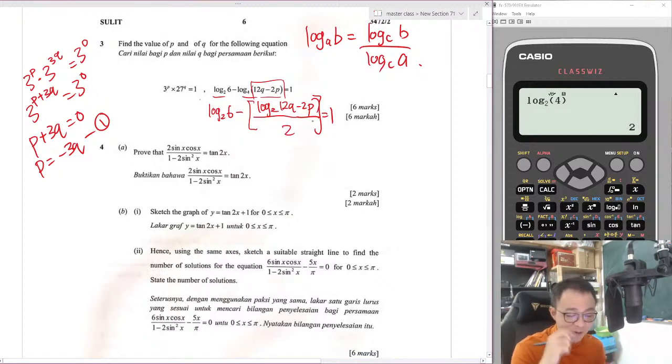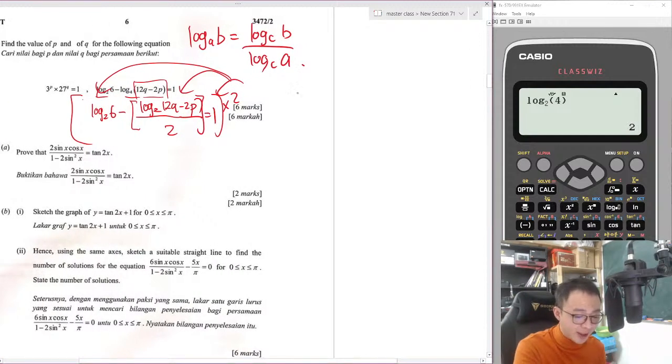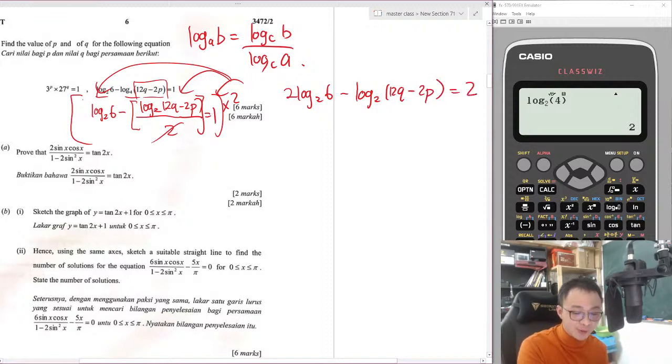Then normally what I will do is, I don't like having a 2 like this, so I will multiply 2 for the whole equation. First one, second one, third one. After I multiply by 2, this is what I will get. I will get 2 log 2 of 6, since the 2 and 2 I simplified already. Then this one is minus log 2 of bracket 2q minus 12q minus 2p equals 2.